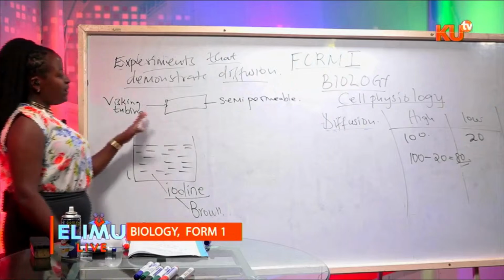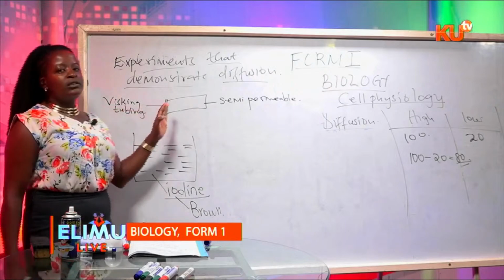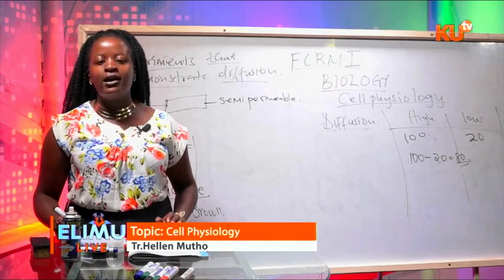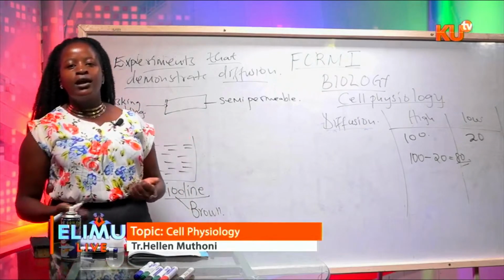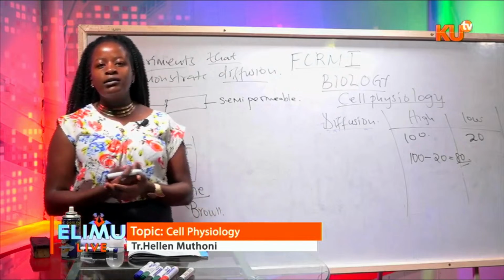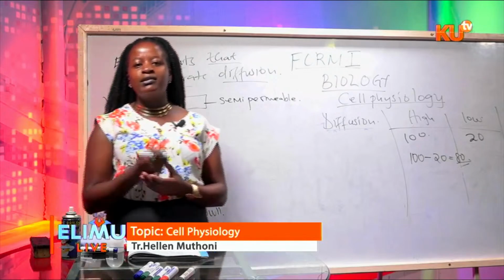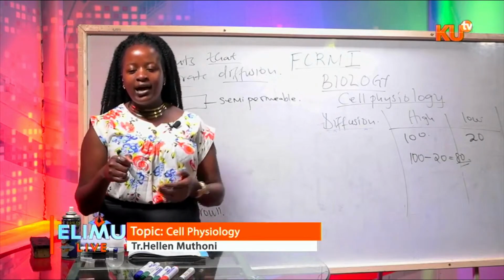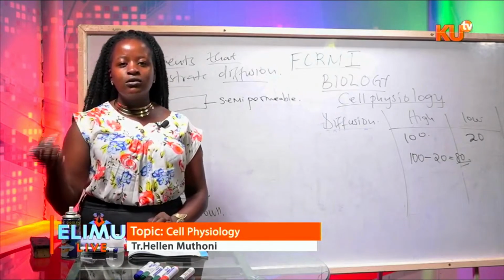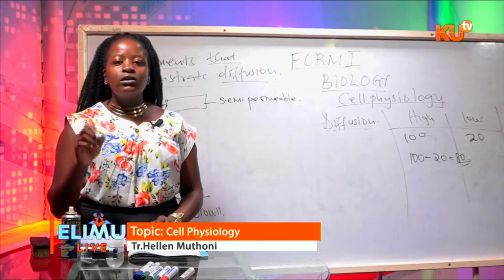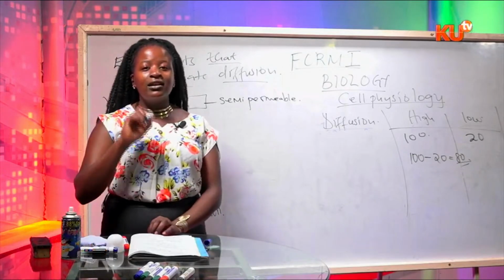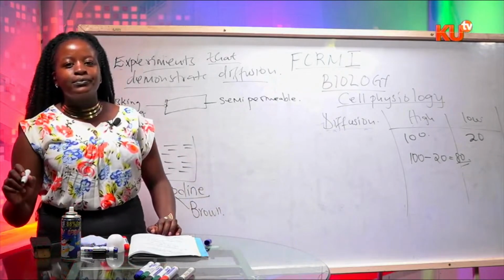Then in this experiment, what will be put in the Viskin tubing is a starch solution. Starch is a compound. It's an example of a complex carbohydrate. So when you mix starch with water, you get starch solution. Starch solution is white in color.